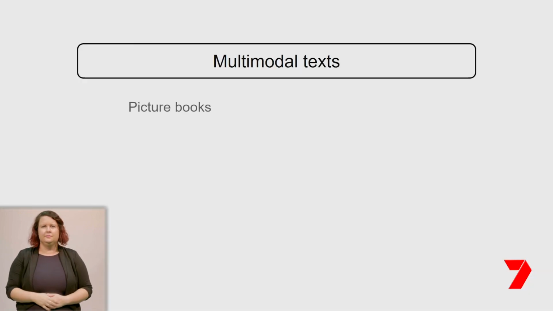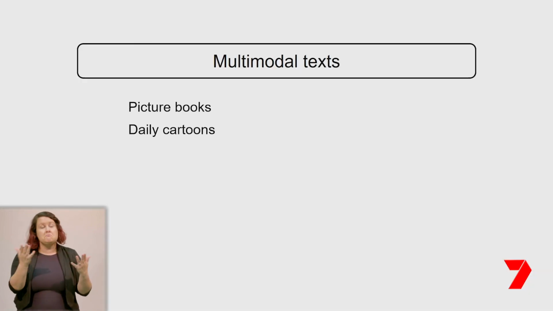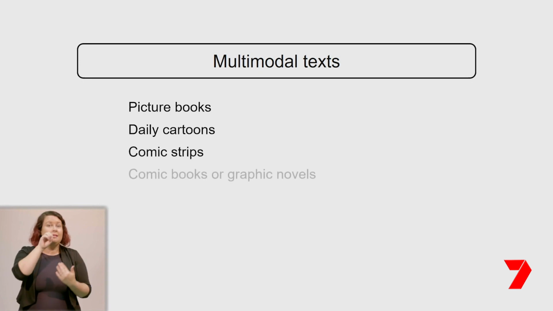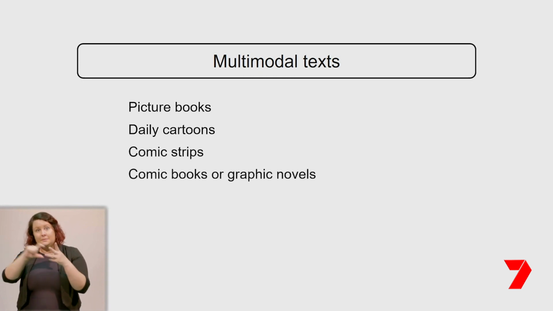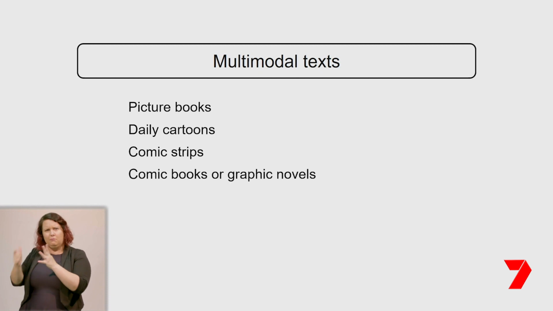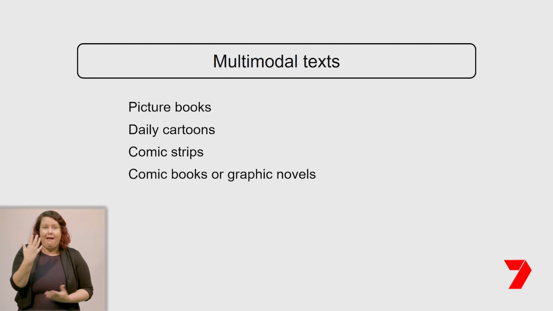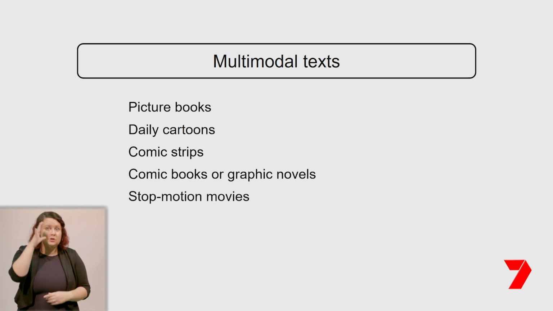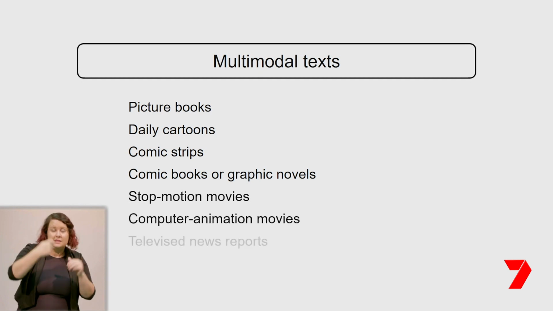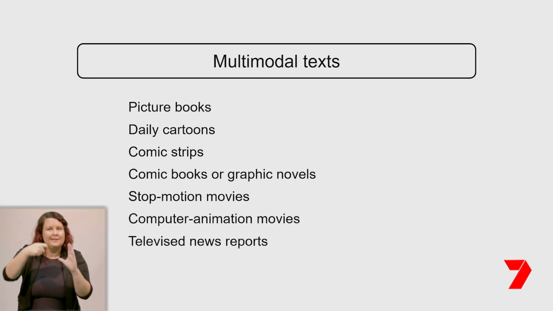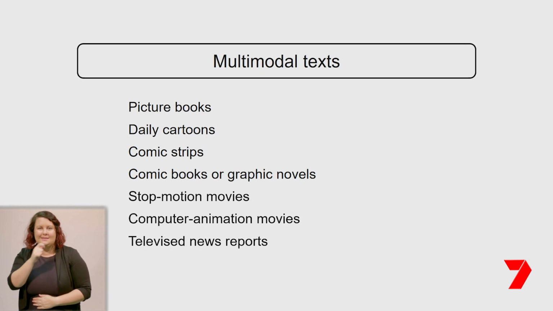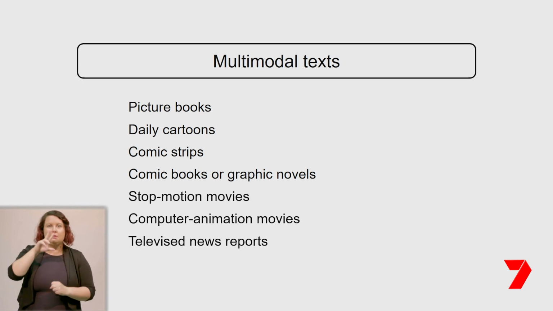You may have thought of a whole range of different texts, including picture books, daily cartoons, comic strips, and comic books and graphic novels, where the author uses written text and images. You may have also thought of stop-motion animation movies, computer animation movies, and televised news reports, where the author uses moving images and audio, including dialogue and sound, to convey meaning and tell a story.